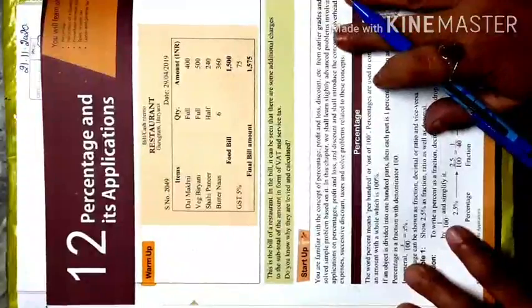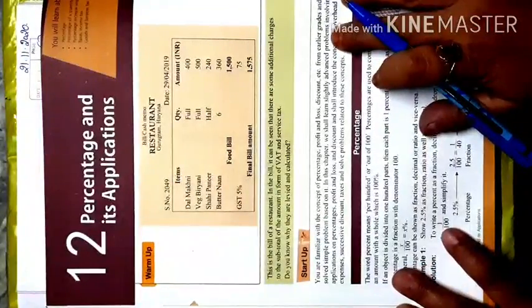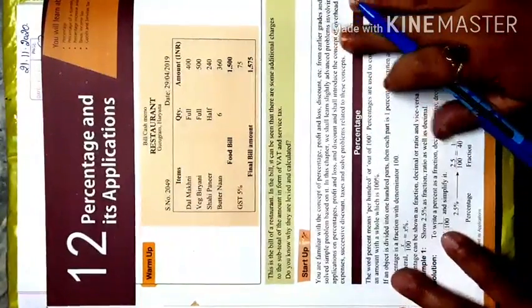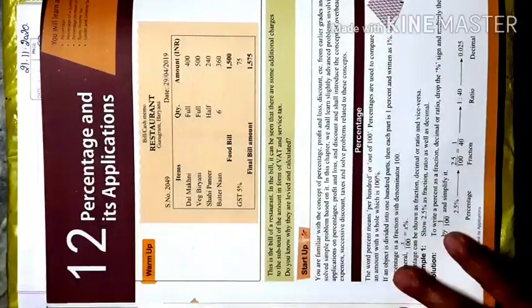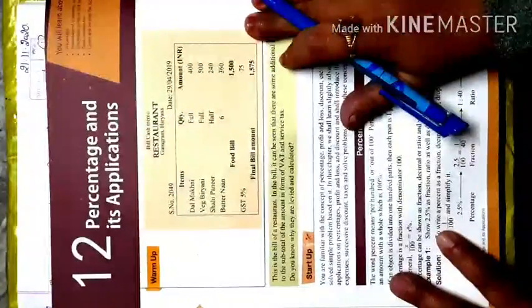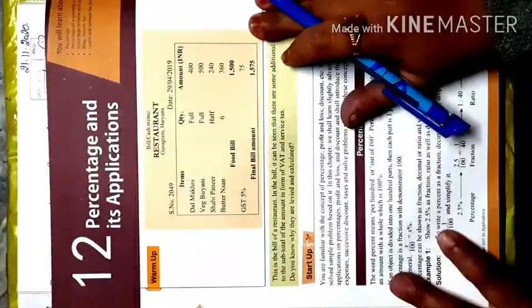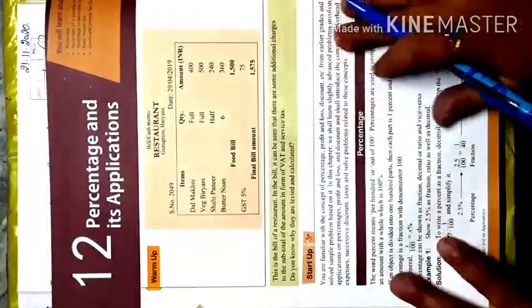So in this chapter, what will you do? In this chapter you have to find the percentage of a quantity, then percentage regarding income increase and decrease, taxes, income tax, and goods and service tax, that is GST.